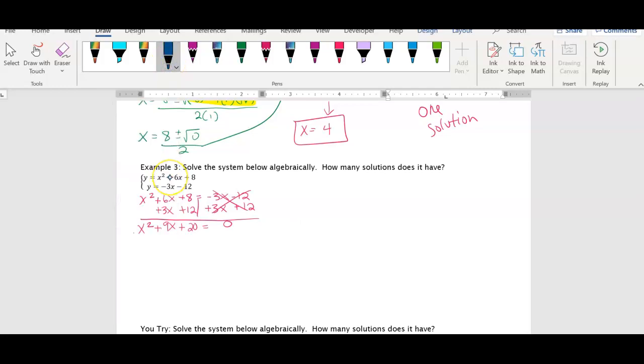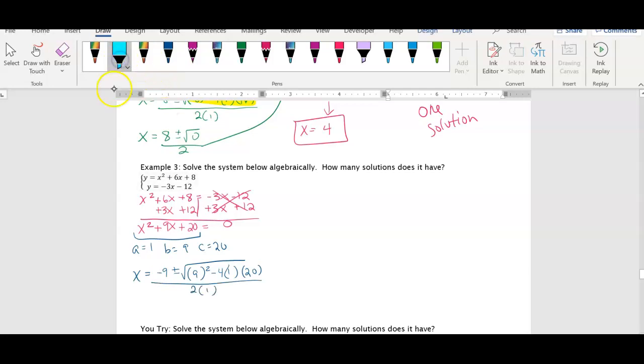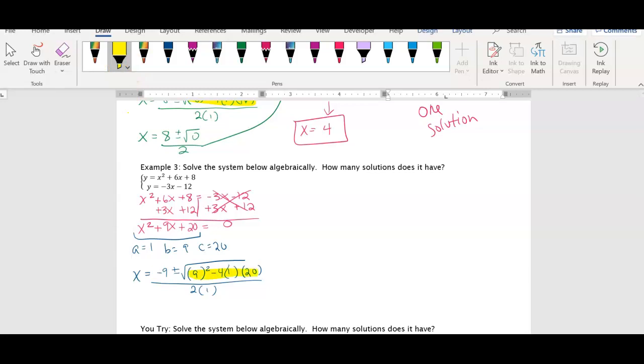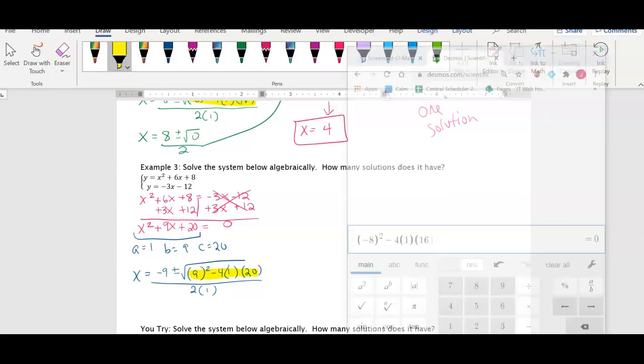Now I can do the quadratic formula. A equals 1, B equals 9, C equals 20. So I'm going to solve that. X equals opposite sign of B, so negative 9 plus or minus the square root, first parenthesis, B value, minus 4 times A, which is 1, times C, which is 20, all over 2 times A, which is 1. Now I'm going to put the part under the square root into the calculator.